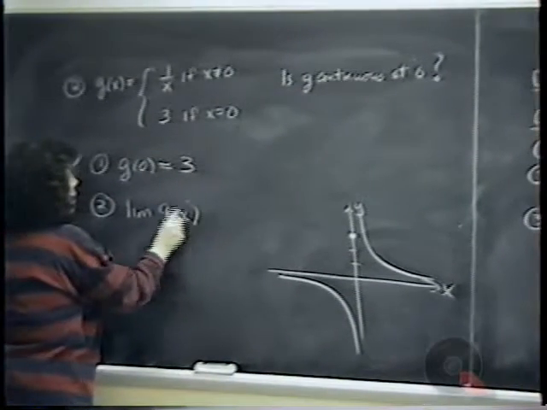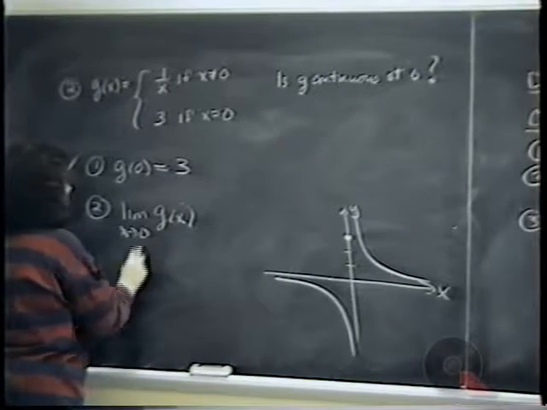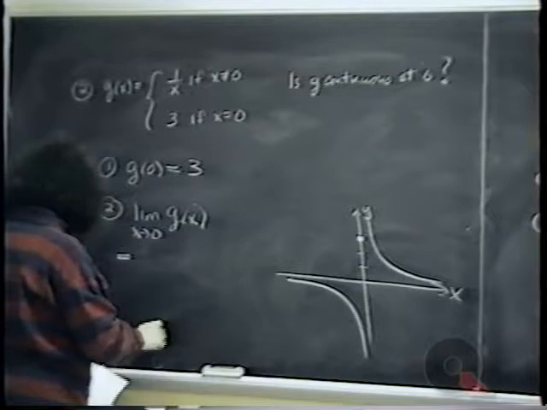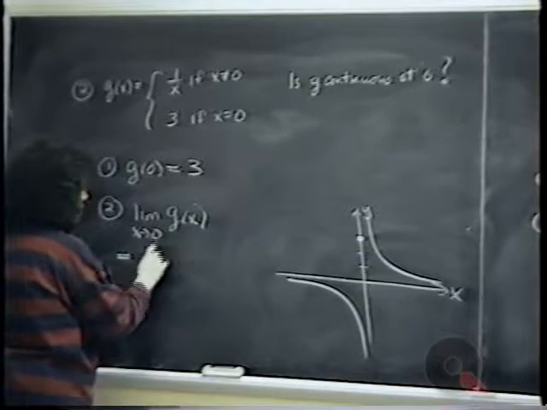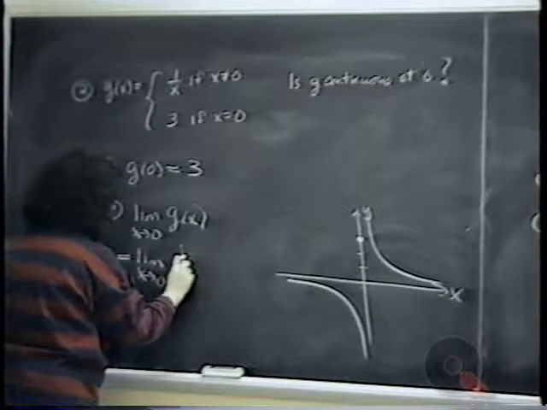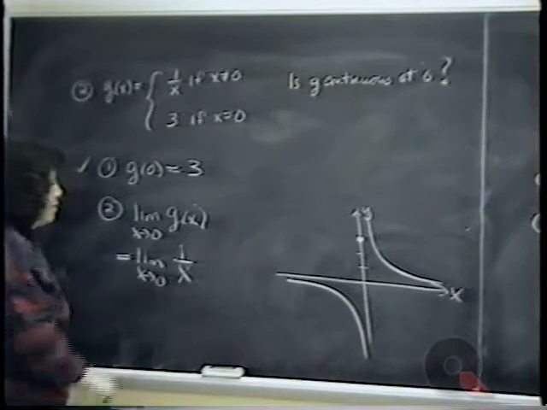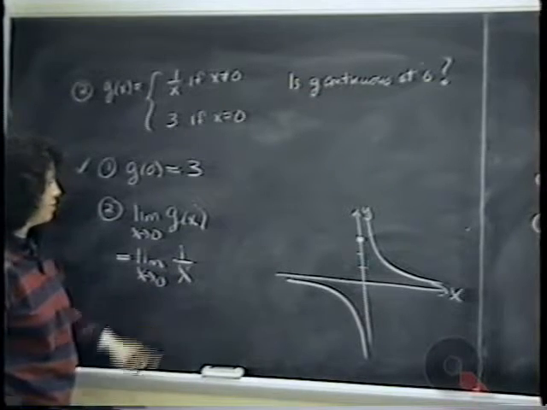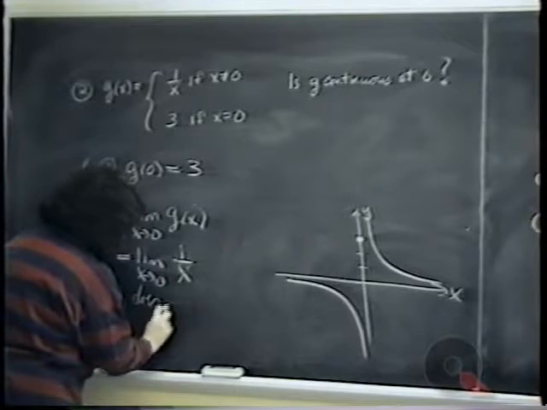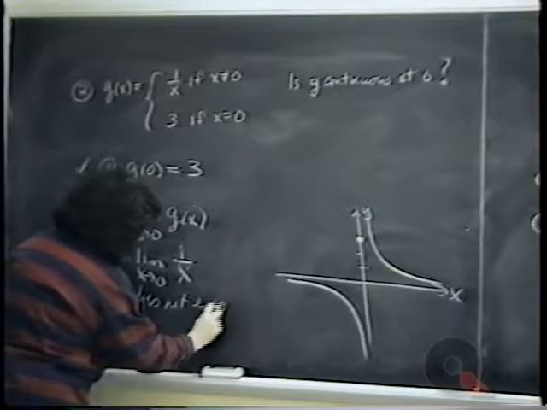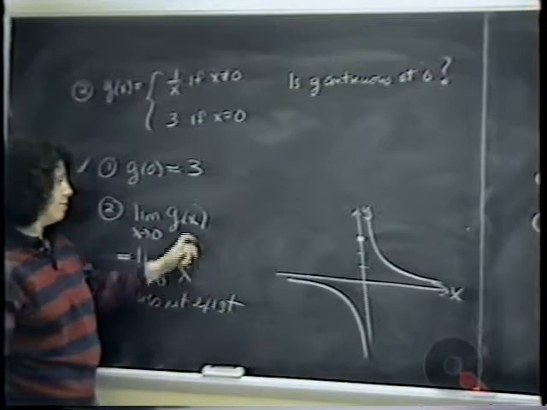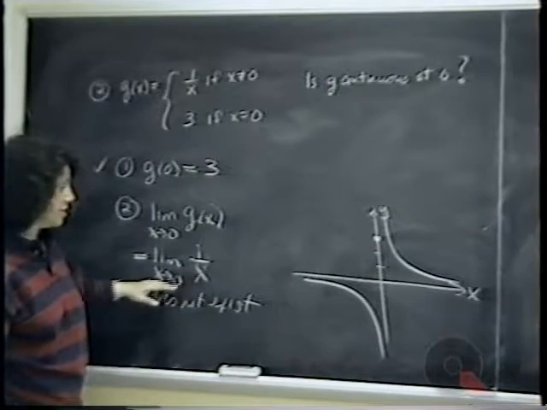What about the limit of g of x as x approaches 0? As x approaches 0, x is not equal to 0. It's just getting close to 0. So in this case, g of x is 1 over x. Now, the limit of 1 over x as x approaches 0, this limit does not exist. It's a situation where the bottom is going to 0 and the top is not. Such a limit does not exist.